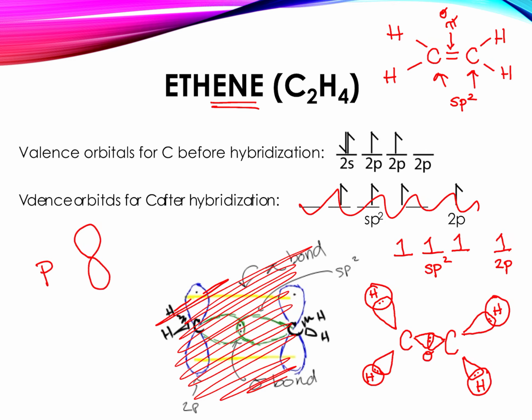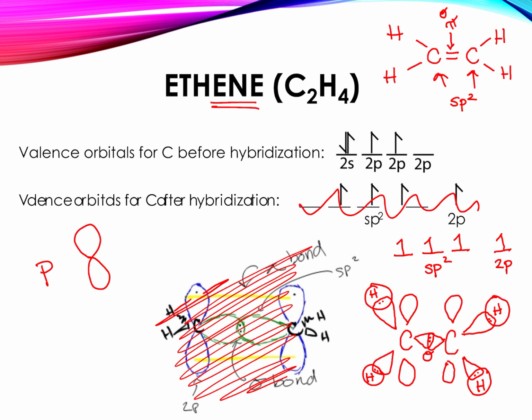So the way that we're going to show this in the flower diagram, for this left carbon, I'm going to put a lobe above and below. And same thing here, above and below. So that's the p orbital for each of those carbons.